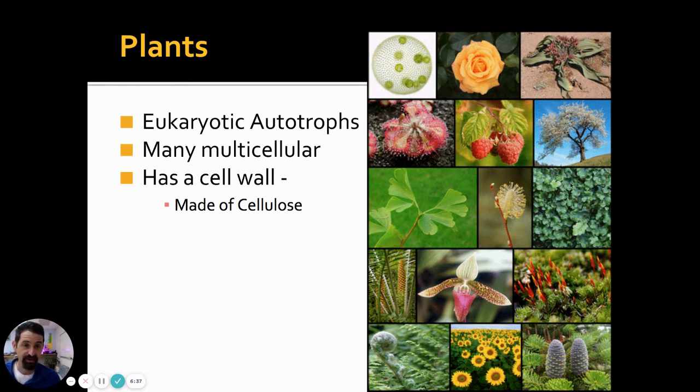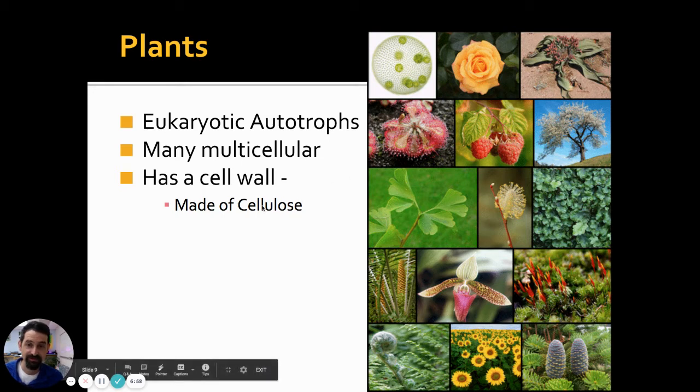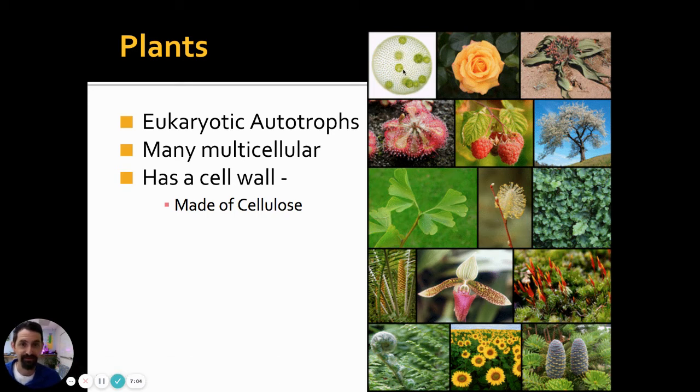These are all plants, except one of these is not a plant. Can you find which of these pictures is not a plant? It's this one right here. So this is a colonial algae. This is not a plant, right there. And see how it looks rather different from the rest of these. Plants are multicellular. They have a cell wall made of cellulose. This guy up here does not. And I don't know why whoever made this image picked the wrong thing.